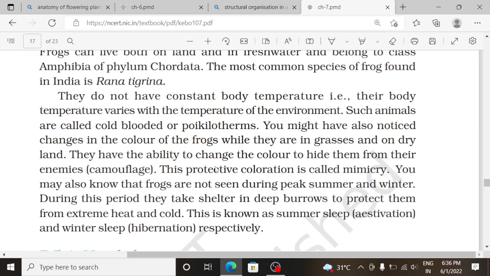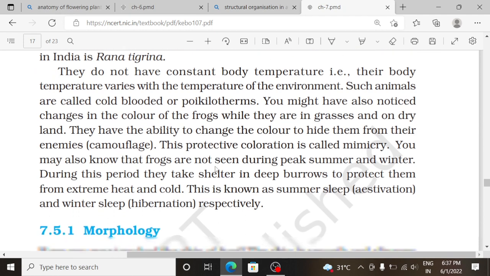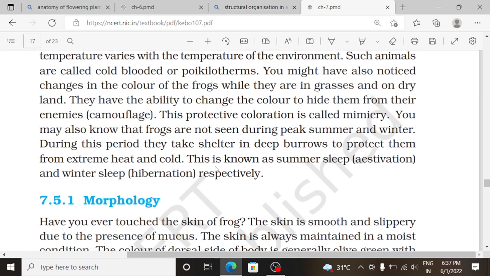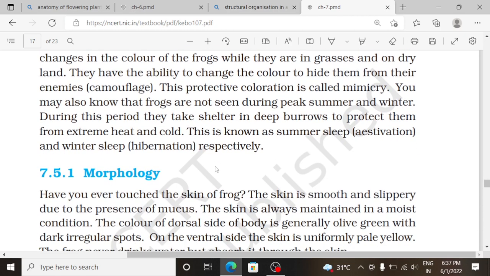Such animals are called cold-blooded or poikilotherms. I'll repeat it again. Animals like frog are called cold-blooded or poikilotherms. You might have also noticed changes in the color of frogs while they are in the grasses and on dry land. They have the ability to change the color to hide them from their enemies, that is camouflage. This protective coloration is called mimicry.